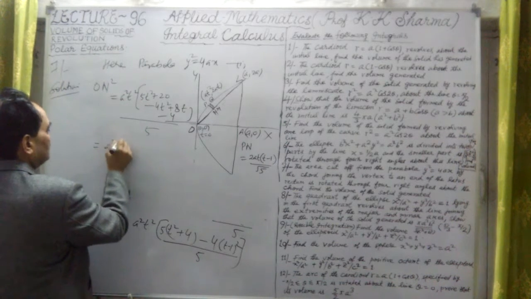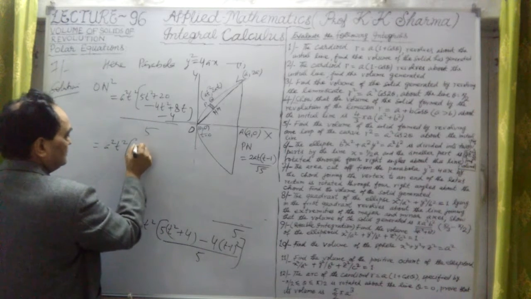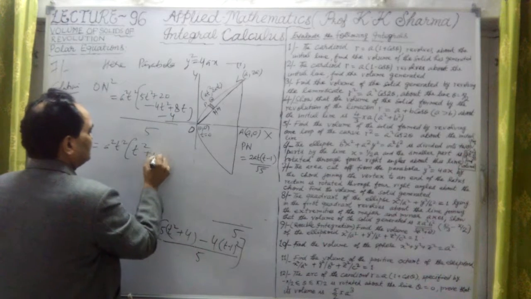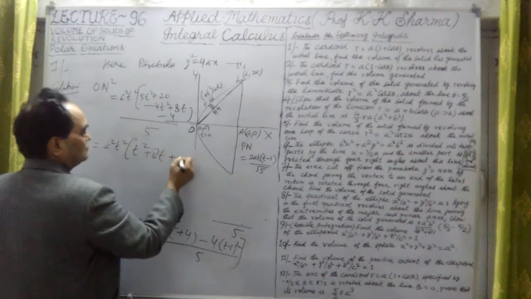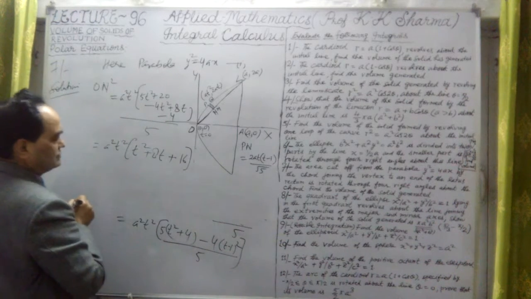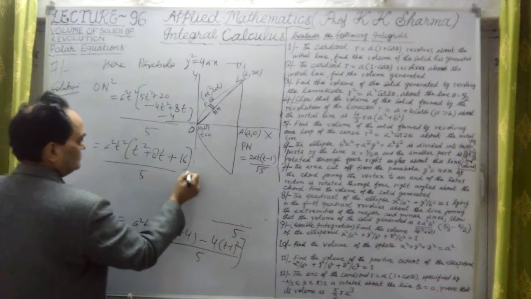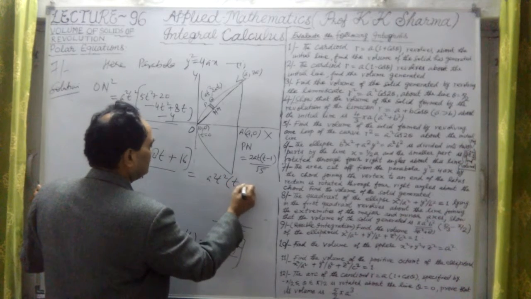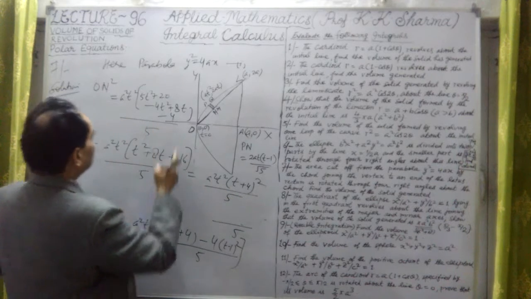It will give us a square t square with the bracket 5t square minus 4t square, which is t square only, and plus 8t and plus 16, because 20 minus 4 is 16. It is nothing but t plus 4 whole square upon 5. It is a square t square into t plus 4 whole square upon 5. Now the square root we have to find out.